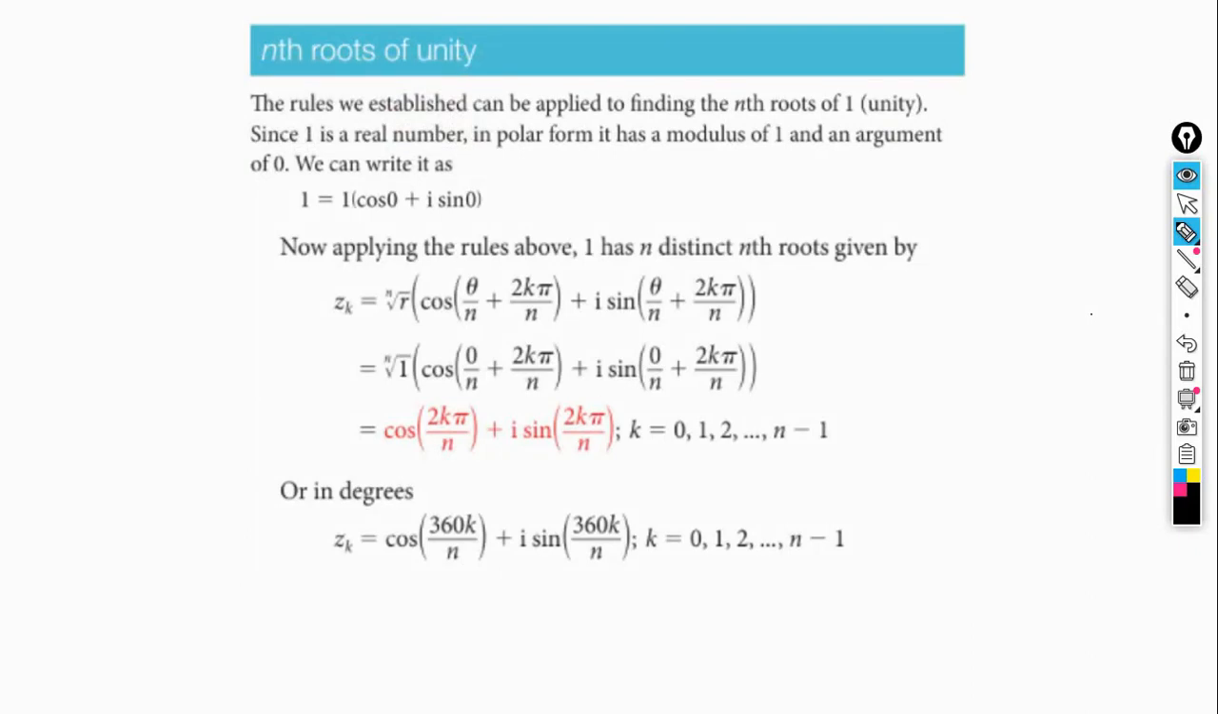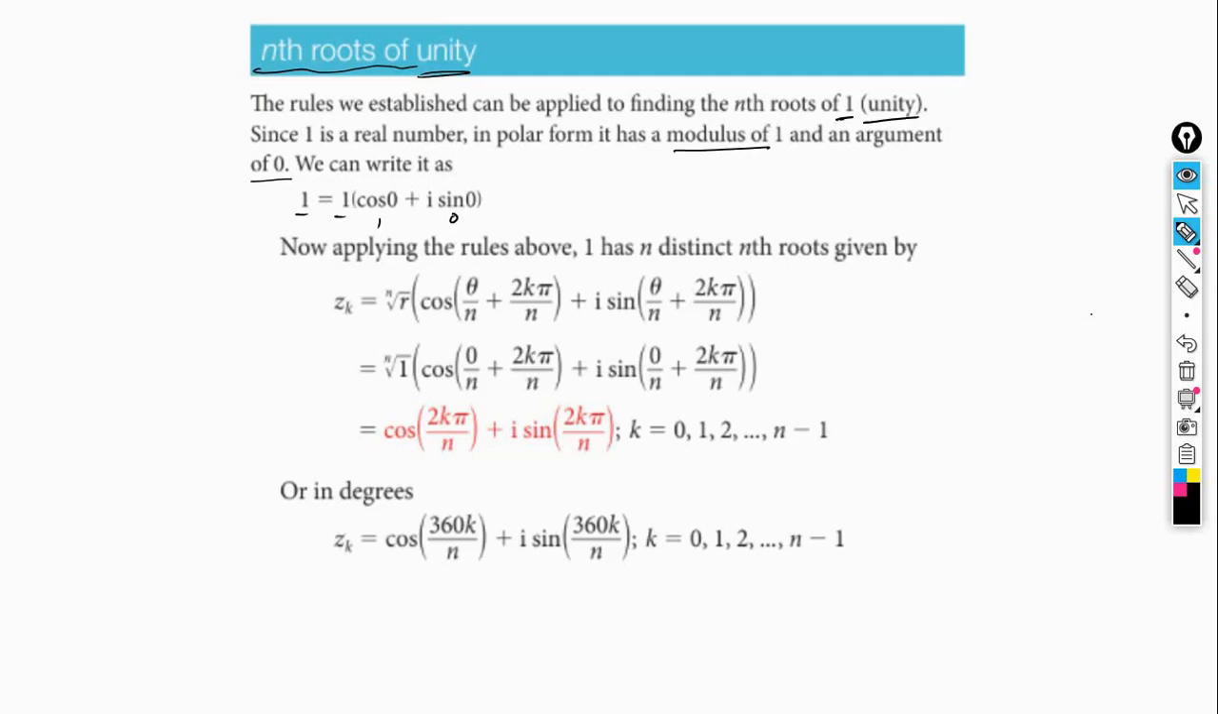So next we have the nth roots of unity. The rules we established can be applied to finding the nth roots of 1, which is unity. Since 1 is a real number, in polar form it has a modulus of 1 and an argument of 0. So we can write it in the form 1 equals 1 times cosine of 0, which is 1, plus i times sine of 0, which is 0.